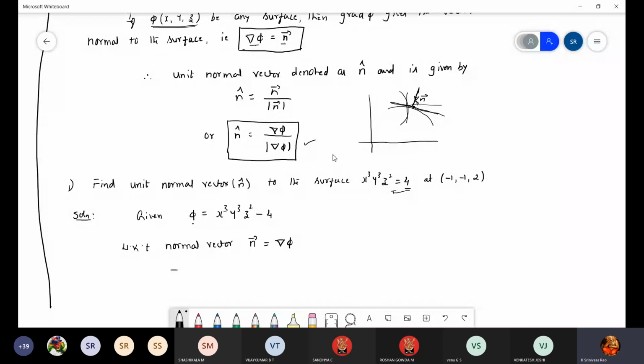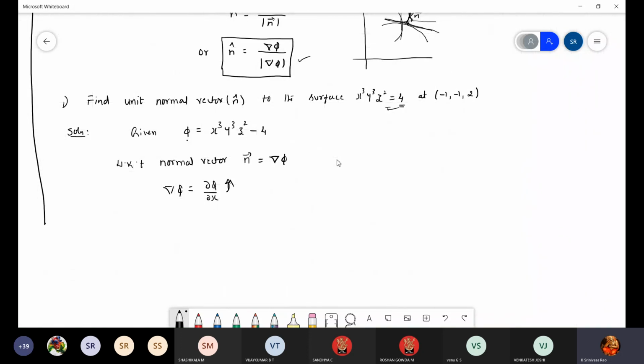So again, what is grad phi? Write down. Grad phi equals dou phi by dou x i cap. Write the formula. Especially in mathematics, whatever the concept, if you write the general formula, you will get 1 mark for every concept. Dou phi by dou x i cap plus dou phi by dou y j cap plus dou phi by dou z k cap. Now you can substitute phi for each term, or you can differentiate directly.